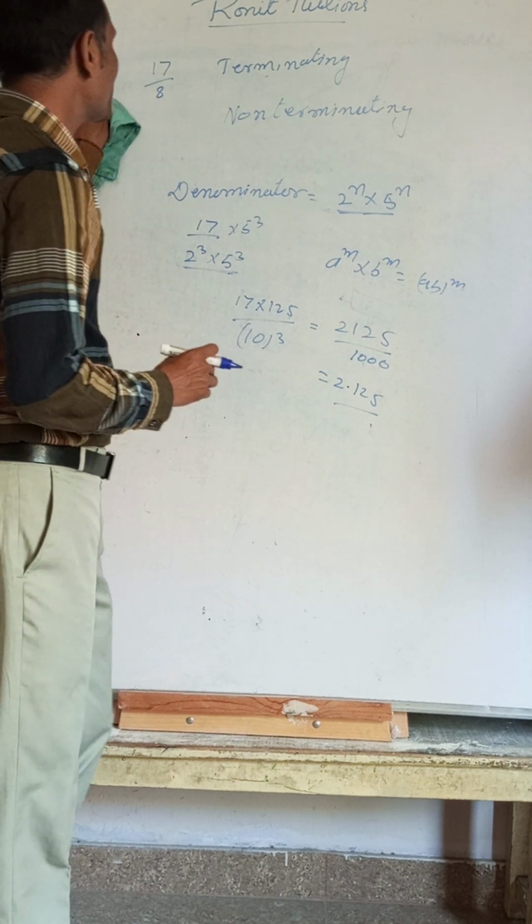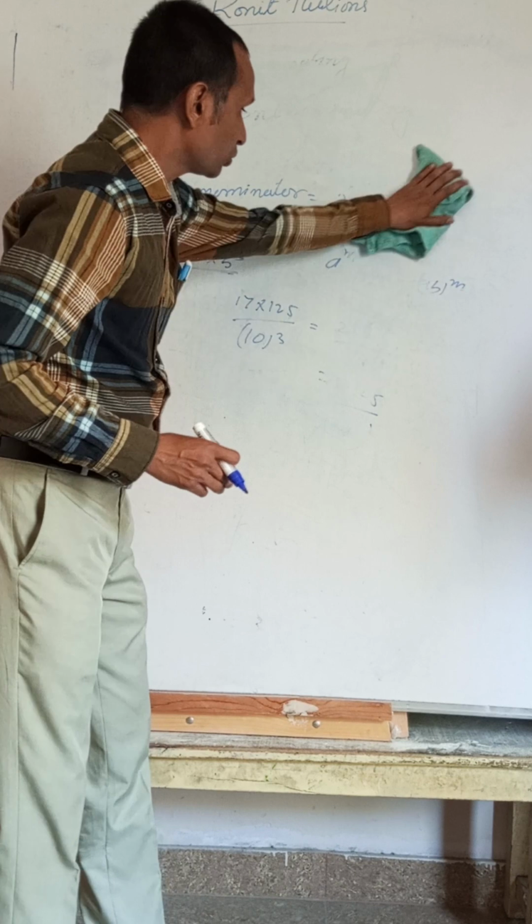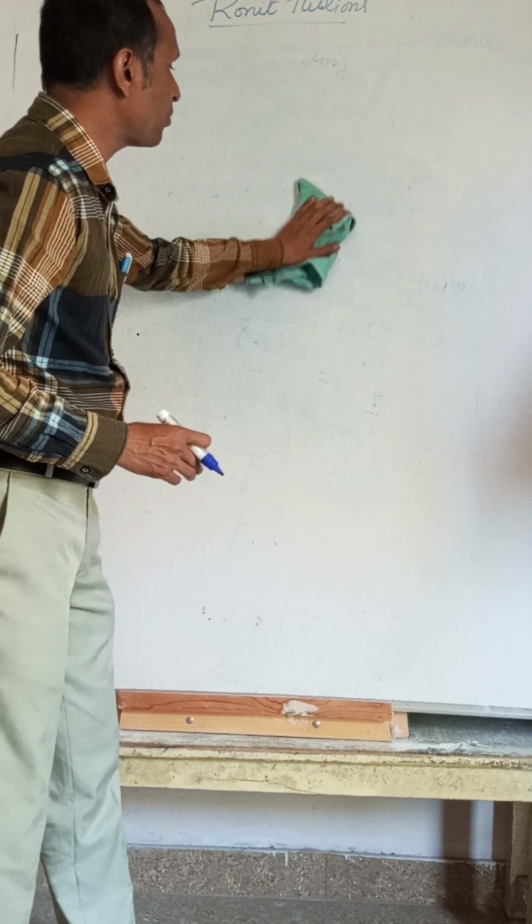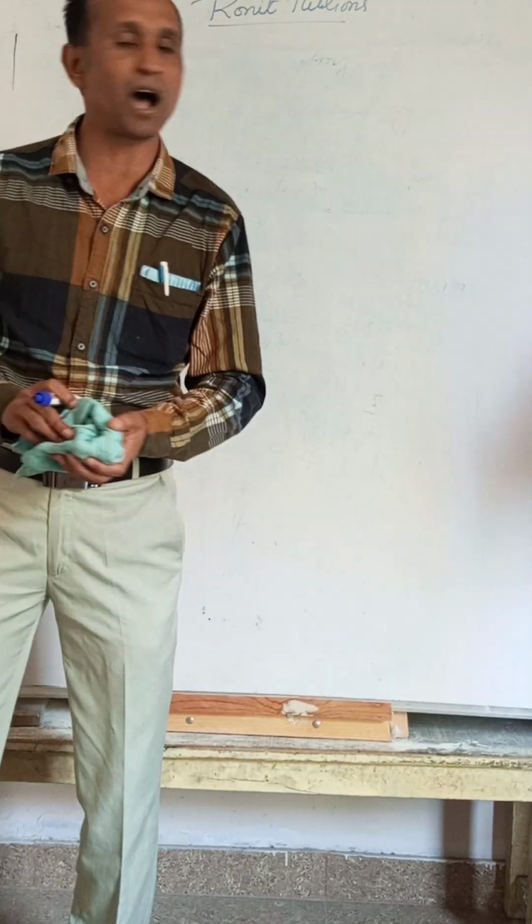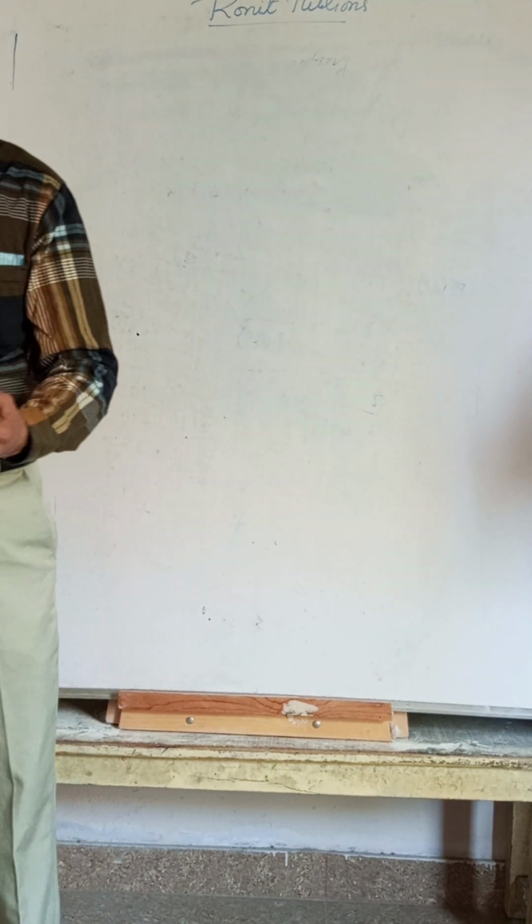Next we are taking another question. A terminating number is always in the form of 2 to the power n into 5 to the power n. Next question is given.